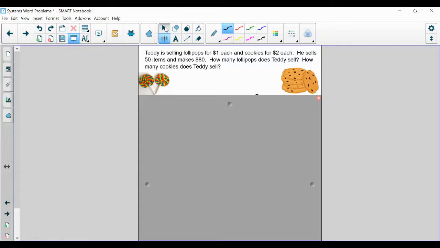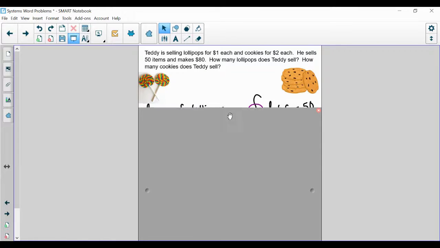Okay, it says Teddy is selling lollipops for $1 each and cookies for $2 each. He sells 50 items and makes $80. How many lollipops does Teddy sell? How many cookies does he sell? All right, I want you to pause the video here, and I want you to try to write the variables. What do they represent? And then I want you to try to write the system.